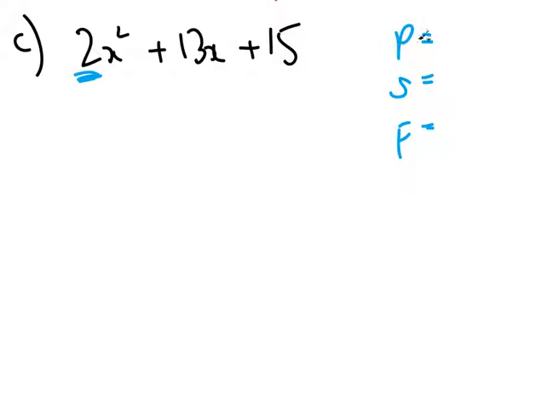P here, product is 15 times 2, which is 30. S, my middle term, 13. Okay, so F, I need two numbers that multiply to get 30, add to get 13. Take a second, go and figure it out. If you're really stuck, use simultaneous equations. P times Q is 30, P plus Q is 13. Go and do substitution. That's not very nice, but it's an option.